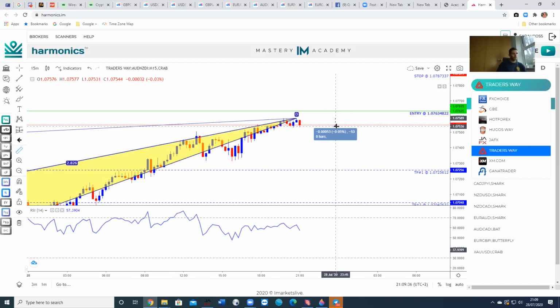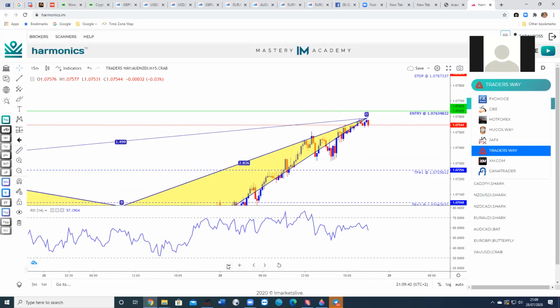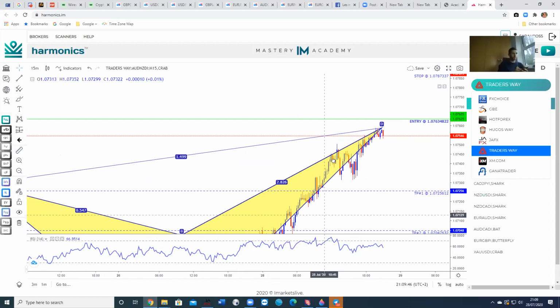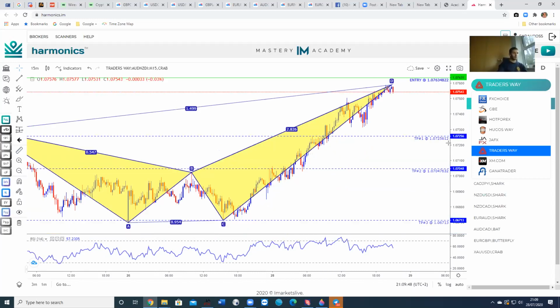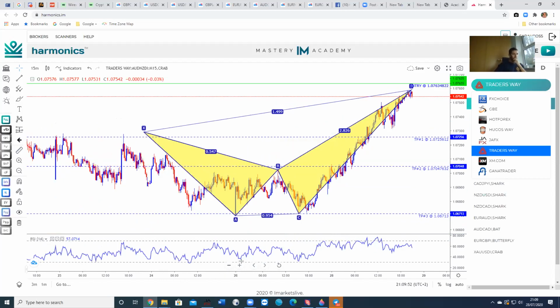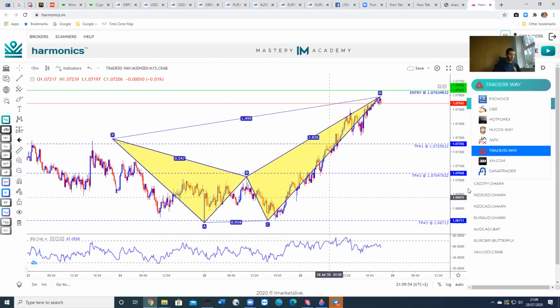That's only moved down 57, but I'm going to draw it anyway for the purposes of this. And then what I'll do is just put a circle on the D point to remind me that I need to check on the scanner, because there's no point. Sometimes the D point can move, particularly on the pattern called the shark. Different rules apply on the shark.